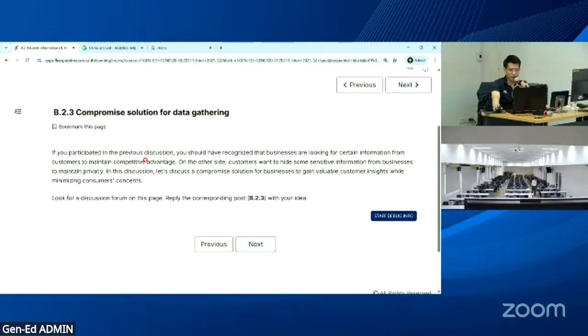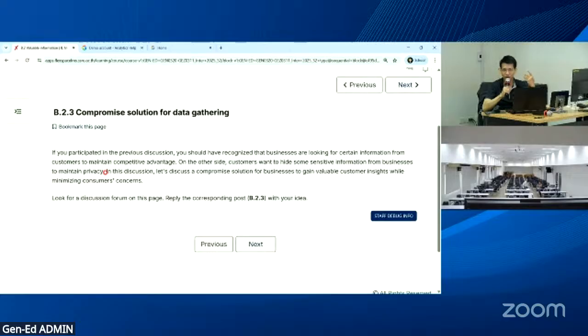If you participated in the previous discussion, you should have recognized that businesses are looking for certain information from customers to maintain competitive advantage. On the other side, customers want to hide some sensitive information from businesses to maintain privacy. And do you remember what business wants to know from customers?